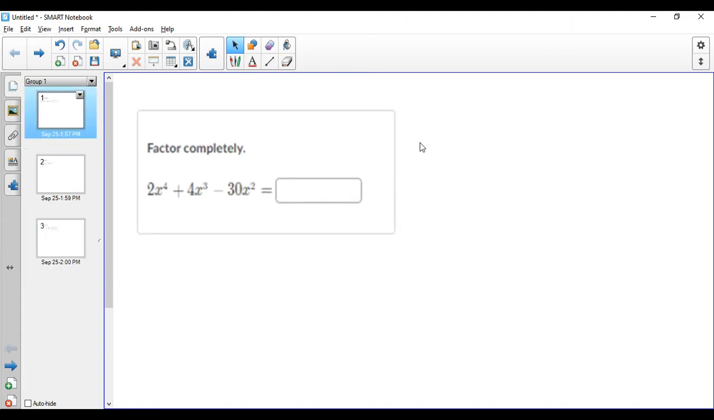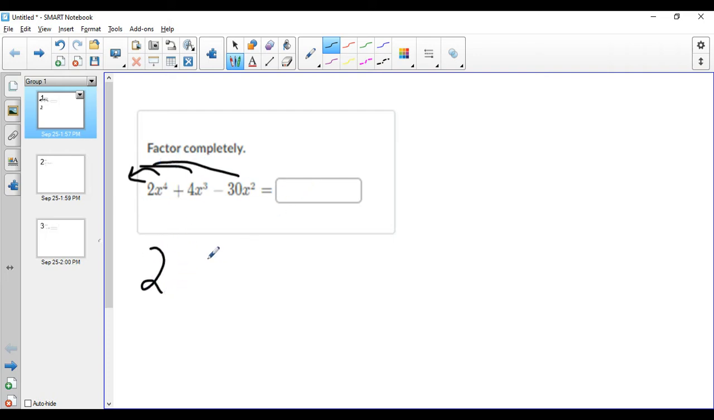All right, first one. These 3 have a common factor. We should always look for a common factor. So we need to think, what can we pull out of all 3 of these things? First of all, they can all be divided by 2. They also each have an x squared.